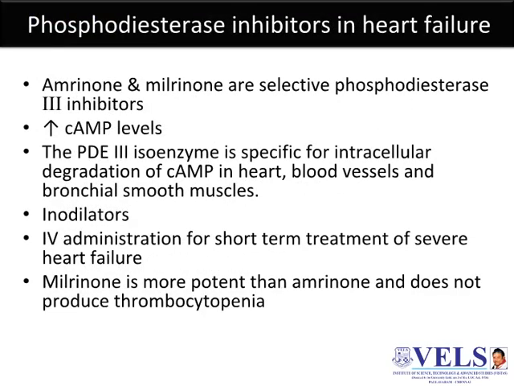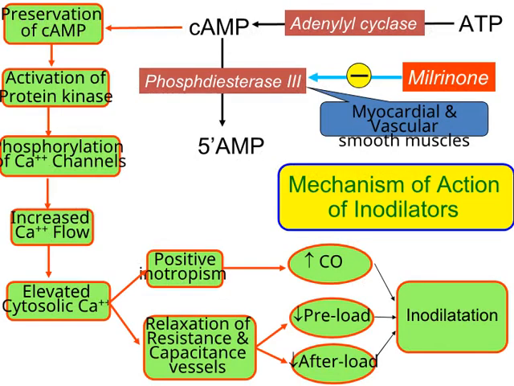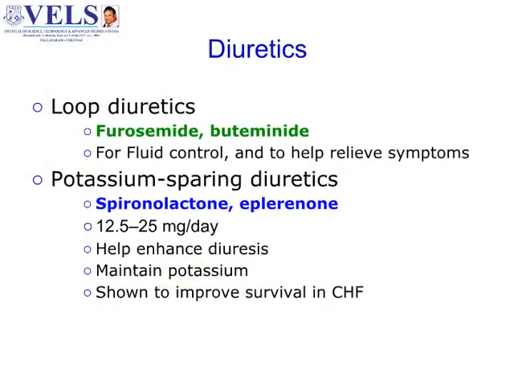Amrinone and milrinone are selective phosphodiesterase 3 inhibitors, used in short-term treatment of severe heart failure. Mechanism of inodilator: milrinone inhibits phosphodiesterase 3, which results in increased cardiac output and decreases the preload and afterload, which leads to inodilation. Loop diuretics, furosemide and bumetanide, are for fluid control and to help relieve symptoms. Potassium-sparing diuretics, spironolactone, help enhance diuresis and improve survival in CHF.